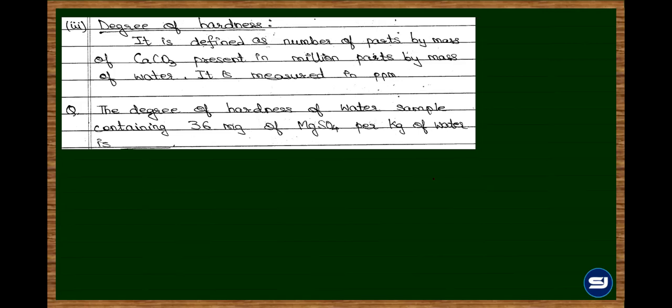ठीक है? जैसे we talked about labeling of hydrogen peroxide, labeling of oleum, वैसे we also have the labeling of hardness, and there are certain standard methods of labeling which is used on the commercial scale. So degree of hardness is defined as number of parts by mass of CaCO3 present in million parts by mass of water.